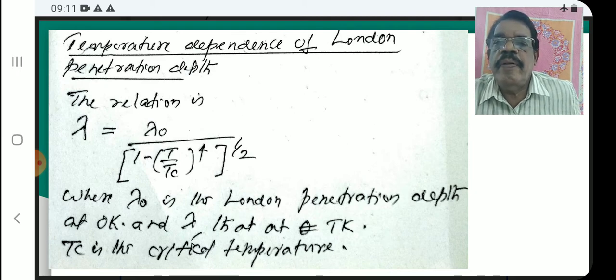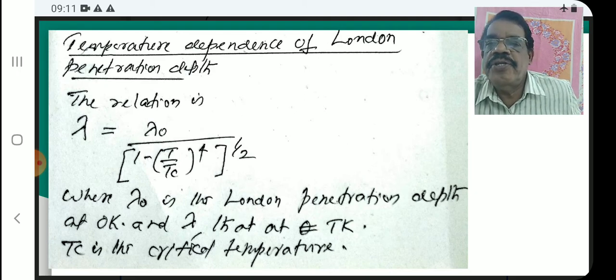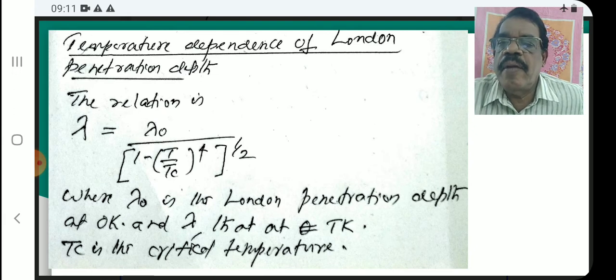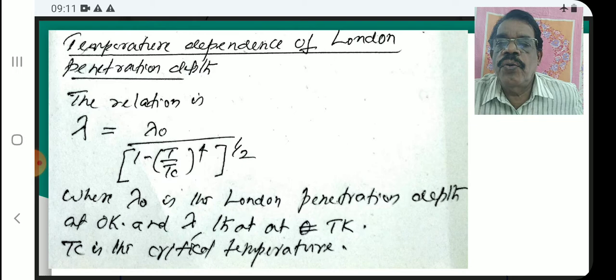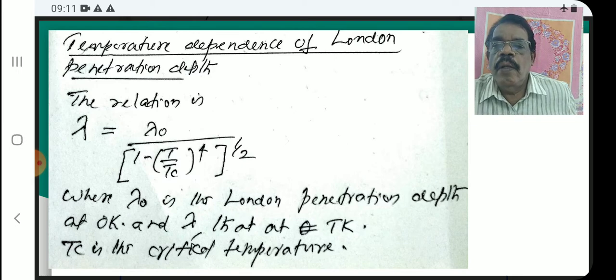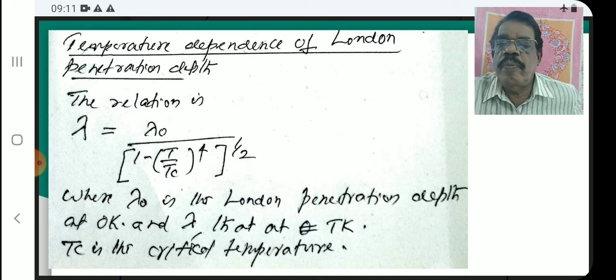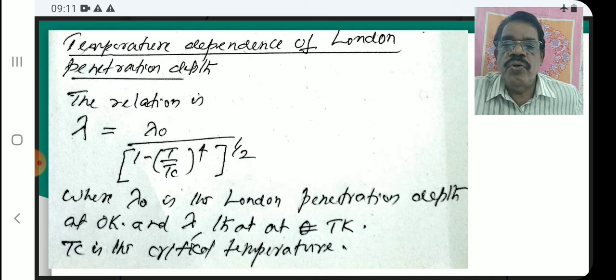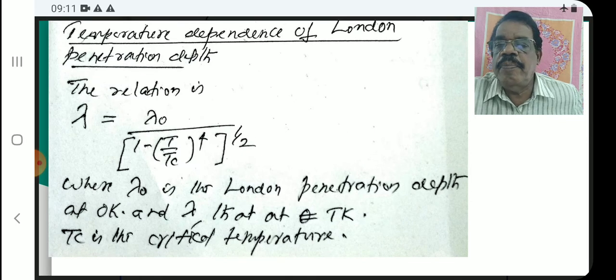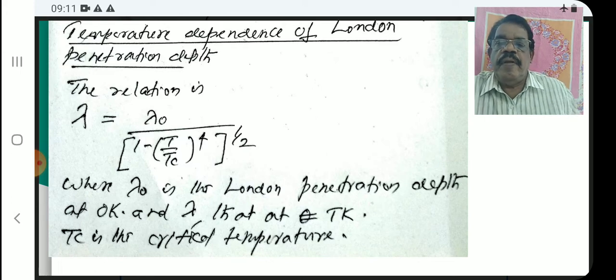Temperature dependence of London penetration depth. The relation is lambda equal to lambda 0 by the square root of 1 minus (T by Tc) raised to 4, that is, the whole raised to 1 by 2, where lambda 0 is the London penetration depth at 0 K and lambda that at T K. Tc is the critical temperature.